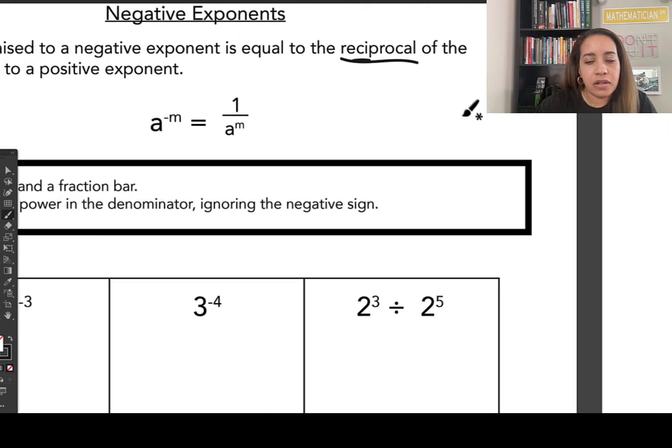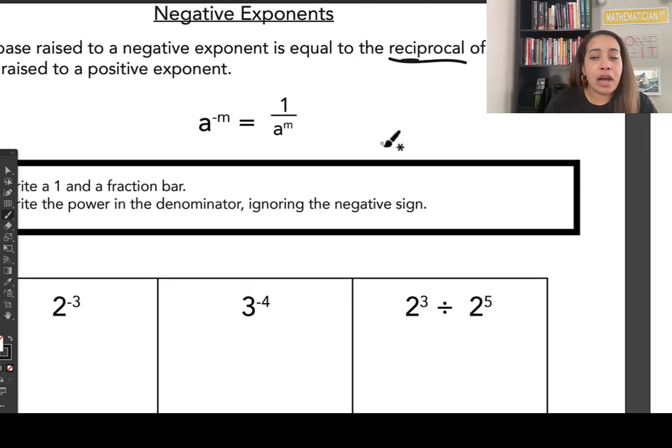So a reciprocal is a number or fraction that you need to multiply a different number by to get back to 1. So here are some examples. If I have the fraction 1/4, I'm asking myself, what do I multiply 1/4 by to equal 1? And the correct answer to that is 4. So 4 is the reciprocal of 1/4.